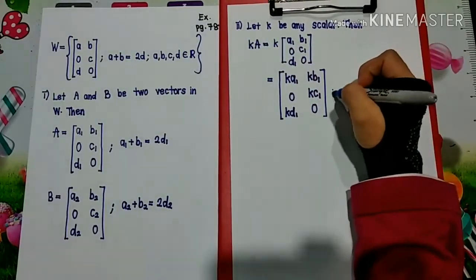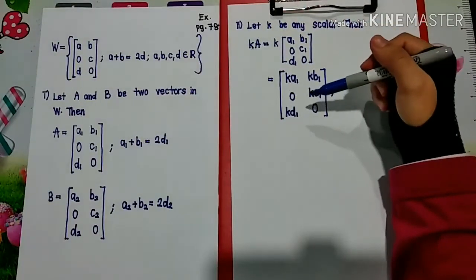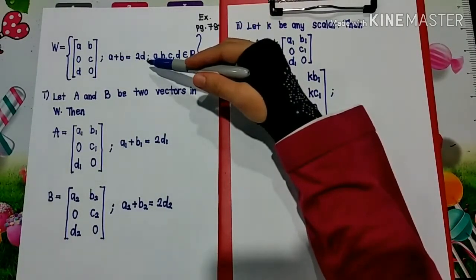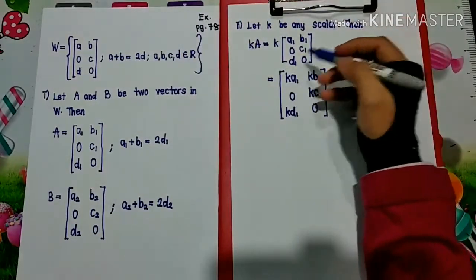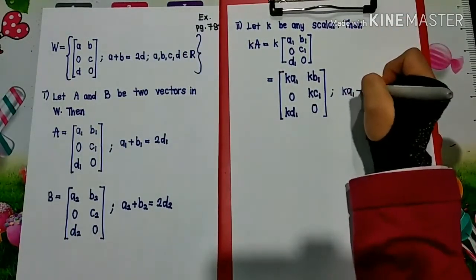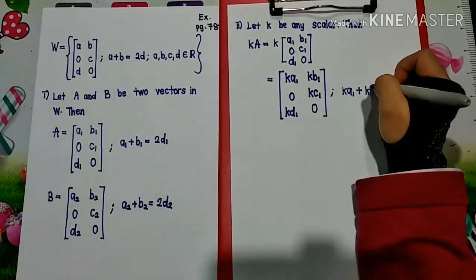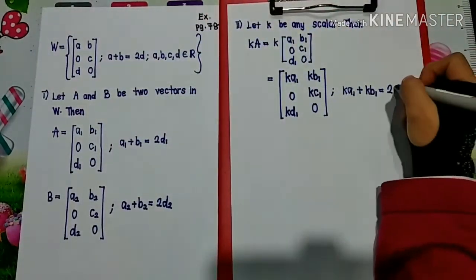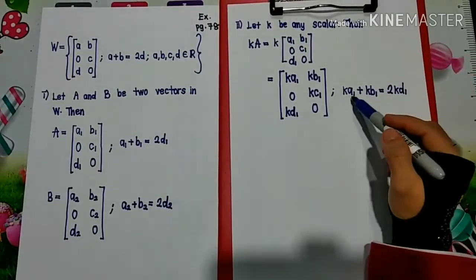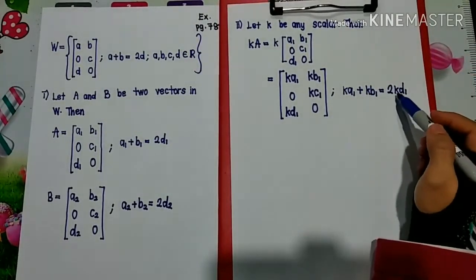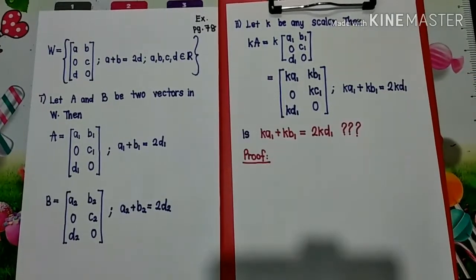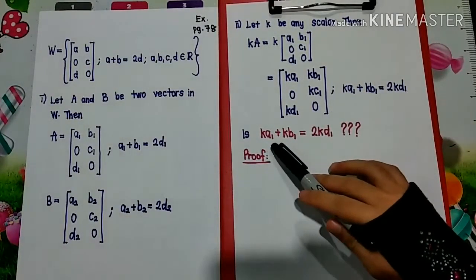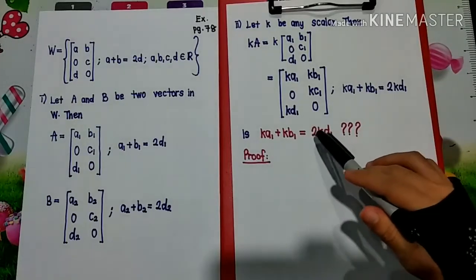Next, we come up with the condition for the scalar multiplication. Same thing, we refer to W, the given W in the question. So A plus B. What is our A now? KA1. And what is our B now? KB1 equal to 2 multiplied with D. So our D now is KD1. So the condition now is KA1 plus KB1 equal to 2KD1. Next, we want to prove whether KA1 plus KB1 equals 2KD1.